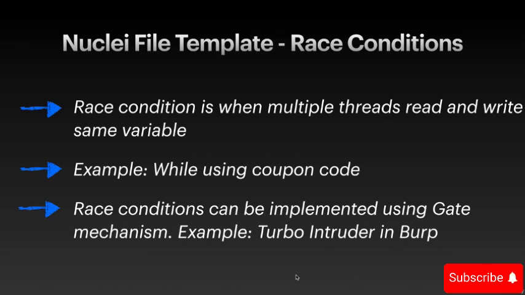Race conditions occur when multiple threads read and write the same variable. A very common example is while using a coupon code, which only has a one-time validity. For example, if you have a coupon code of $10 and you are able to redeem it 10 times, you have $100 added into your account. Now this directly impacts the organization and creates a business loss. So race conditions can be exploited using a gate mechanism, for example, Turbo Intruder in Burp Suite as well.